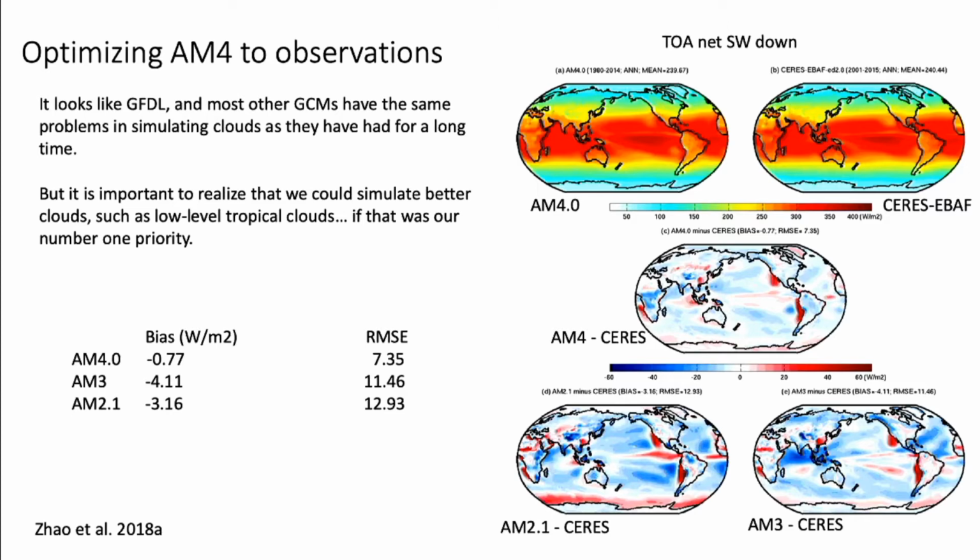And this is one of the things that we prioritized over specifically tuning to get, say, low-level cloud fraction correct. So I think we can do better in the future with clouds. They were not the primary focus of the optimization of the model.